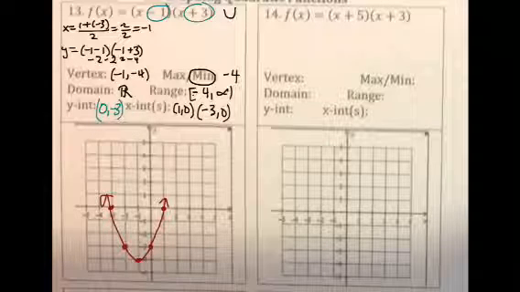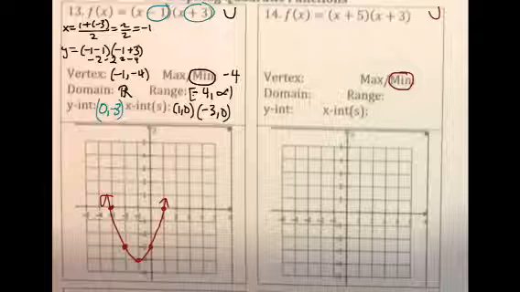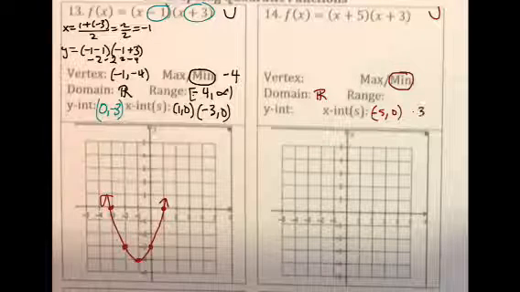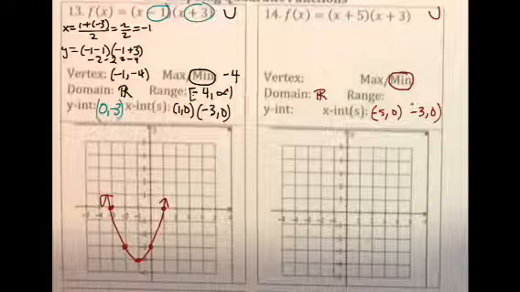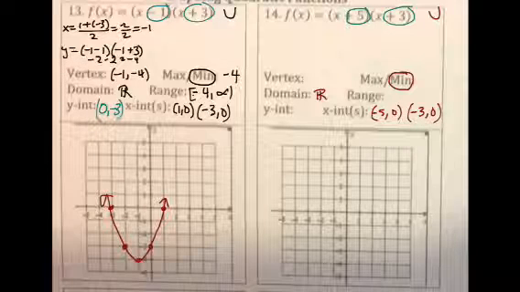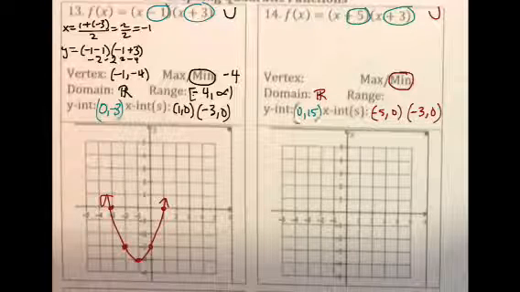Number 14, it concaves up, so it has a minimum value. The domain is all reals. The x-intercepts are -5, 0, and -3, 0. I can get the y-intercept by taking the two values here. 5 times 3 is 15. So 0, 15. This is one that we're not going to be able to see on the graph, but that's okay. That's happened before.